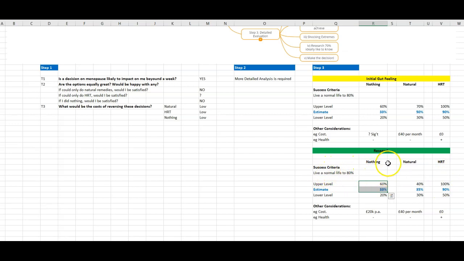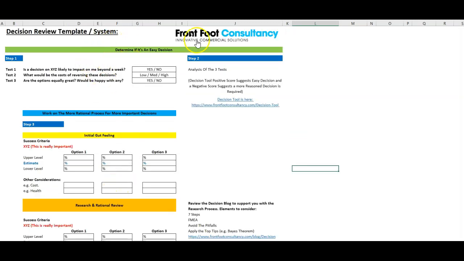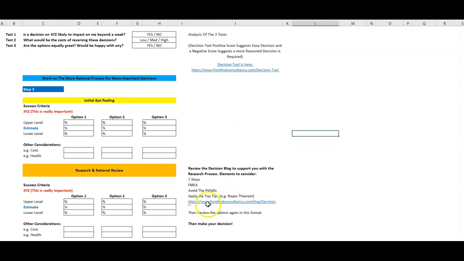You can see that this structure and this approach really helps you to formulate the best, robust process of thinking through what's important, what's not important. Hopefully this template is something that you can download and use on a regular basis. You can use the decision support tool here. You can get into the detail of the blog to help you think through the research steps, avoid the pitfalls, etc. here. And I really hope that this helps you as much as it does me on my regular decision making processes.